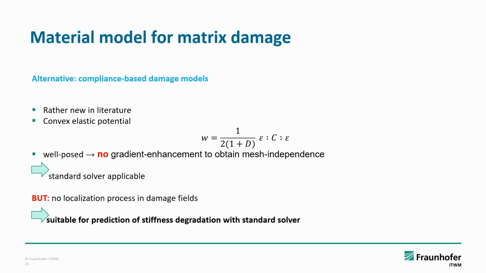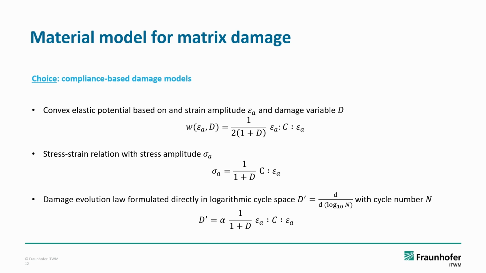So it's only suitable for this stage 1 and stage 2 degradation processes that I mentioned when we looked at experimental results for the fatigue degradation of short fiber reinforced polymers. So we use this compliance-based damage model to directly model the degradation in cycle scale. This means that we formulate the elastic potential based on the strain amplitude and directly obtain the stress-strain relationship for a stress amplitude from this elastic potential.